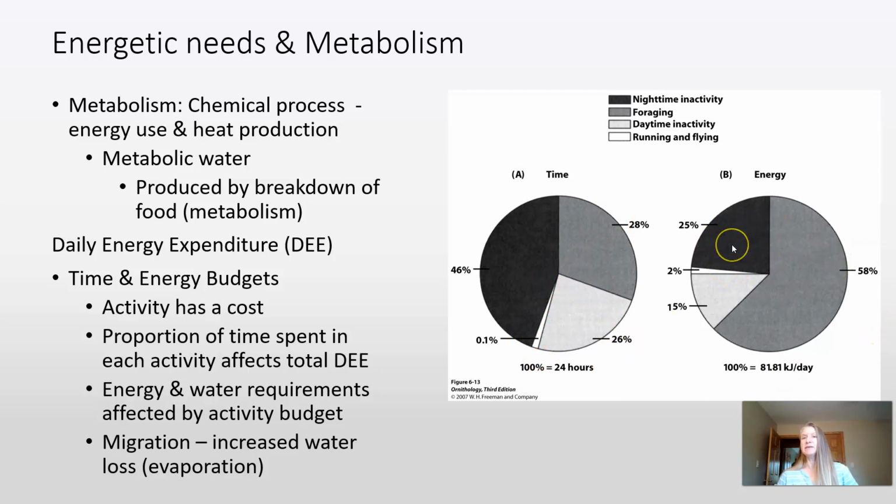Well, the nighttime inactivity is still going to take about 25% of your energy budget. 58% of your energy is going to be spent on foraging, even though you're only foraging for 28% of the time. Actively foraging costs energy. Daytime inactivity, only about 15% of your energy budget. And then running and flying, even though you're at 0.1% of the time doing it, you're going to spend 2% of your energy on that because running and flying is energetically costly.